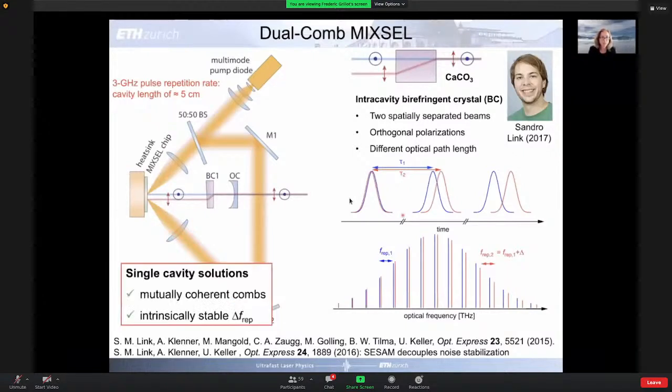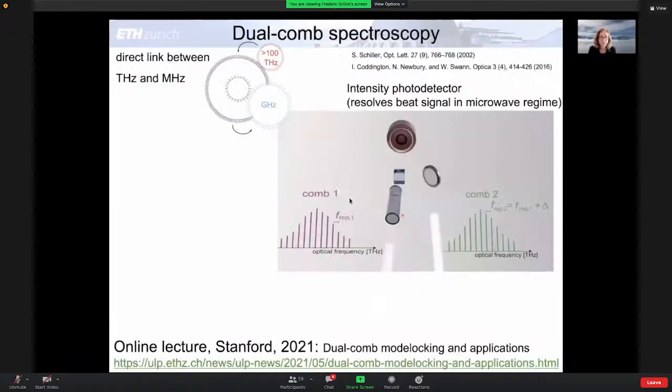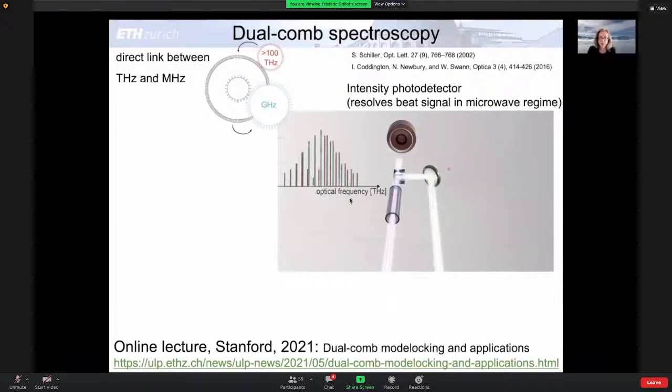So let me show that with regards to dual-comb spectroscopy with this example here. You have a gas cell where you want to measure the optical absorption. So you take one comb from this dual-comb source and let it run through the gas cell, where you see the absorption as shown here. And then you use the other comb as a reference signal, which you bring into interference at a photodetector, where the beat signal between the two combs then translates this absorption signal into the microwave comb.